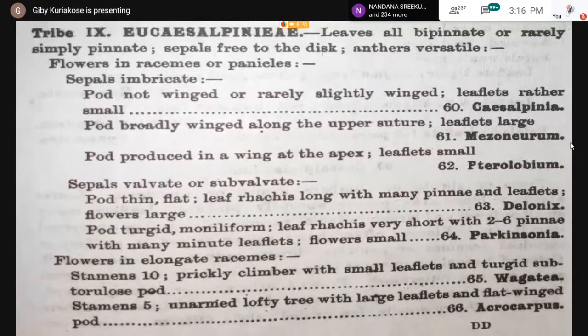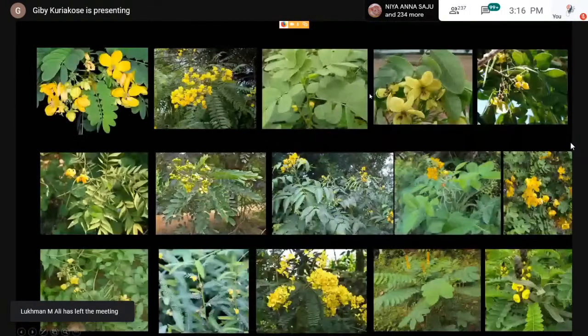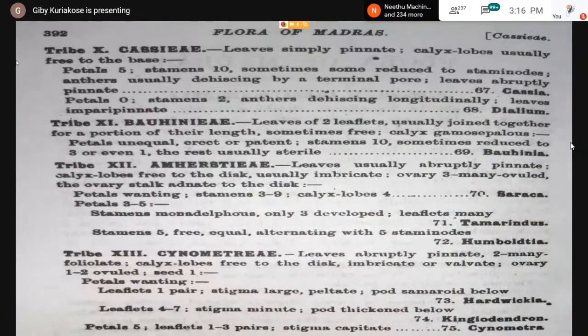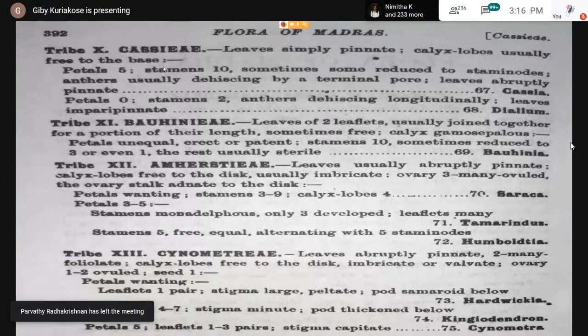So then you get into Gamble, and then you have a key like this. Now you run the key: leaves all bipinnate. We have no leaves which are bipinnate. Okay, so this particular tribe can be excluded. No other tribes are there. I go to the next tribe, Cassieae. Leaves simply pinnate. Yes. Calyx lobes usually free to the base. I mean, look at the calyx base and see whether it is true or not.